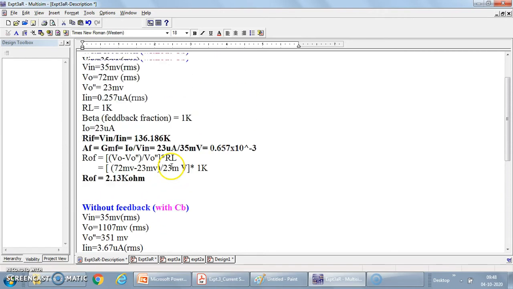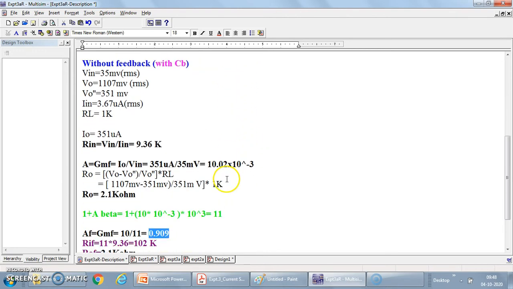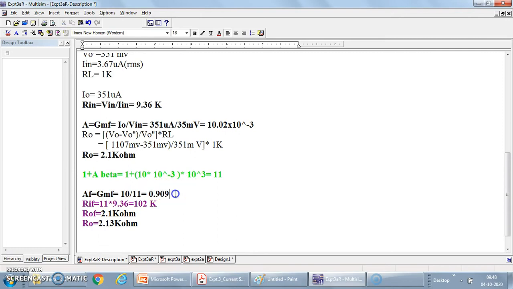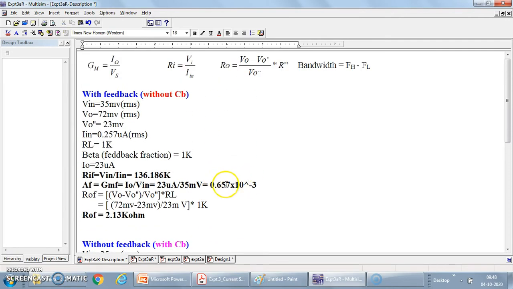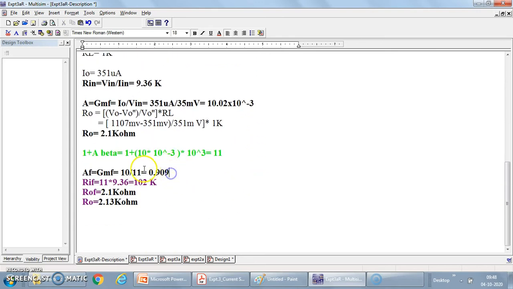So how much gain are we getting here? We are getting a gain equal to 0.657. I have done the calculations. Ideally its value should be 0.909, but here we are getting 0.657. The 10 raised to minus 3 is just the scaling factor I have written here.